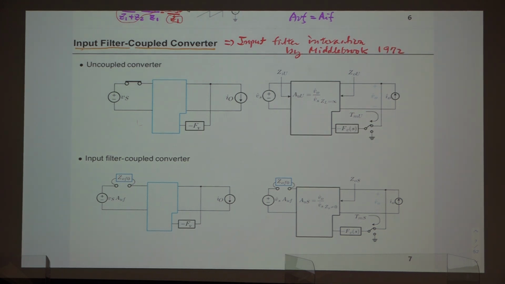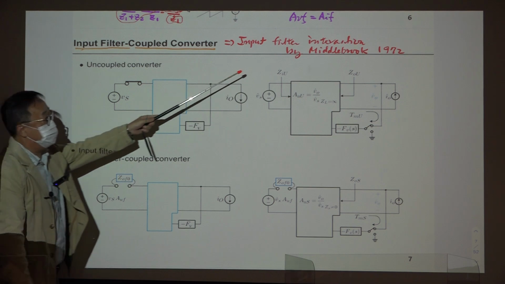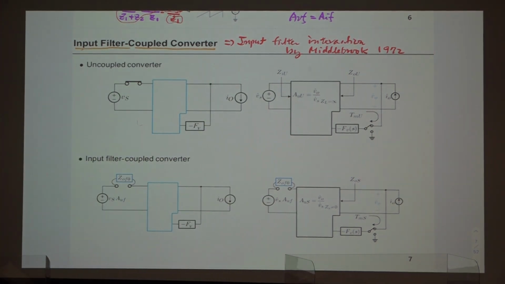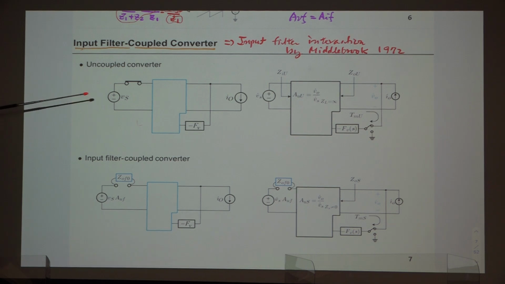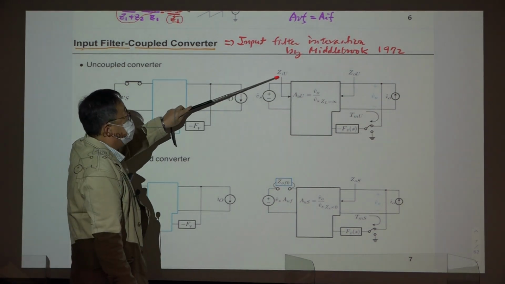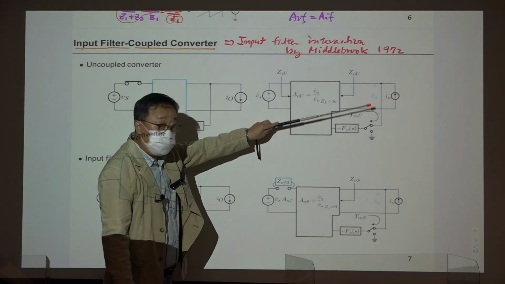Brook is the small strip in the middle of something. That's his name, Middlebrook. Okay, and this is the diagram of the uncoupled converter. So this part is shown, and we defined this GIU and the GOU and the loop gain.